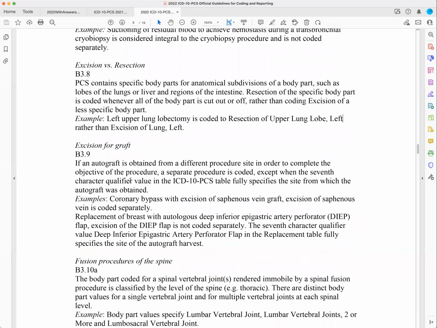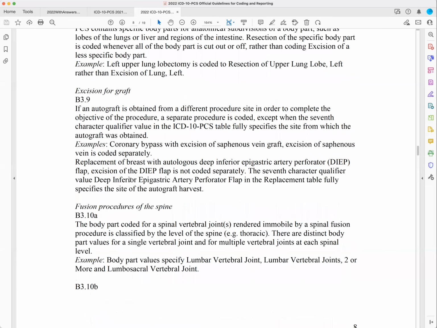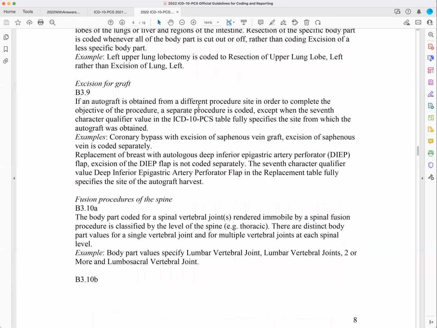Next, we have excisions for graft. So if an autograft is obtained from a different procedure site in order to complete the objective of the procedure, then a separate procedure is coded, except when the seventh character, so that is your qualifier, specifies the site from which the autograft was obtained, then you're not going to code it separately.